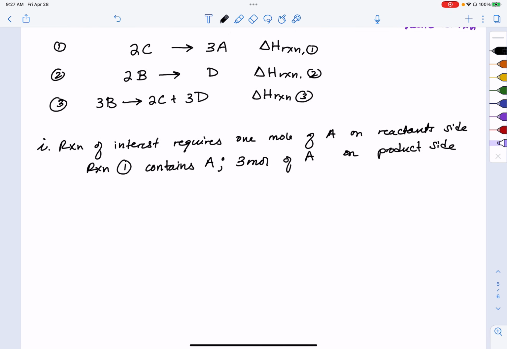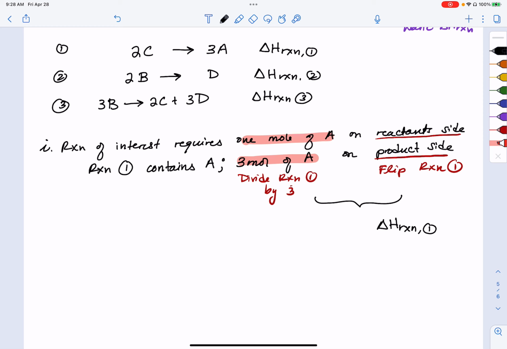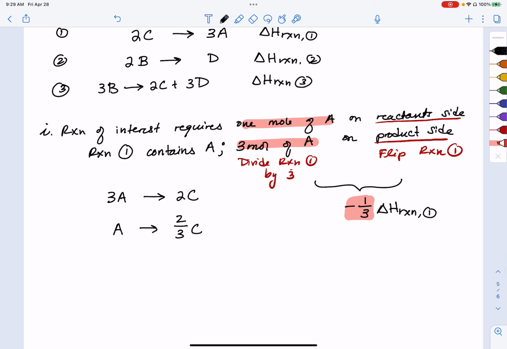So if I have the heat of reaction for reaction 1, if it is going to be flipped, the sign is going to change. And if it's going to be divided by 3, I'm going to multiply it by 1/3. So this is the result of what needs to happen if we're going to build our reaction. So let's take reaction 1 and flip it and divide by 3. Flipping it gives us 3A going to 2C, and then dividing by 3, this becomes A going to 2/3 C. So A going to 2/3 C now has a heat of reaction that is negative 1/3 the heat of reaction it originally was.